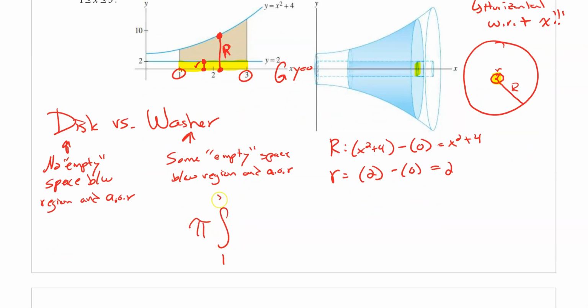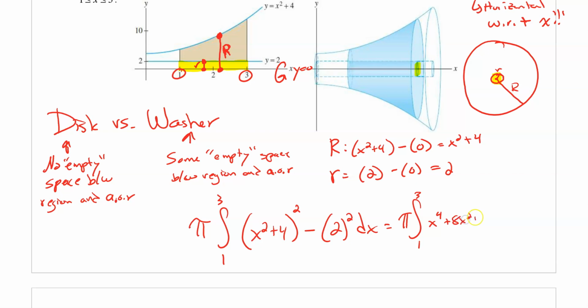And we go ahead and punch this into our formula. We're going from 1 to 3. Big R squared, so (x squared plus 4) squared, minus little r squared. And these are both squared. I'm not going to finish solving these problems completely. I'm just going to get you going in the right direction here. But we would FOIL this. So this would be x to the 4th plus 8x squared plus 16. And then you'd have a minus 4 from this. So that's going to give us a 12 dx.